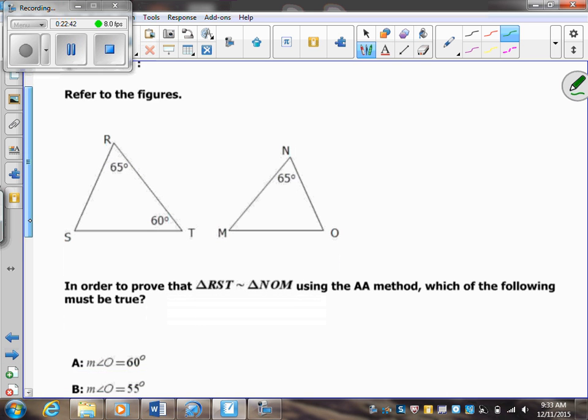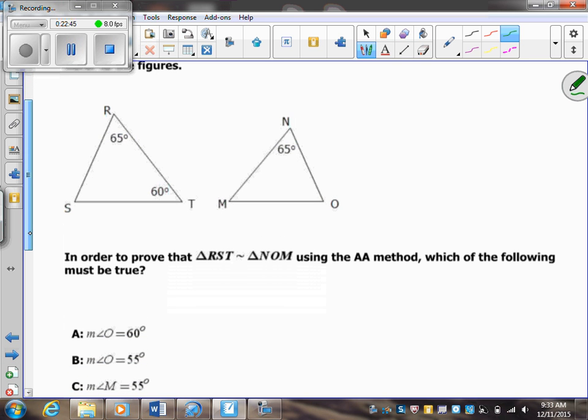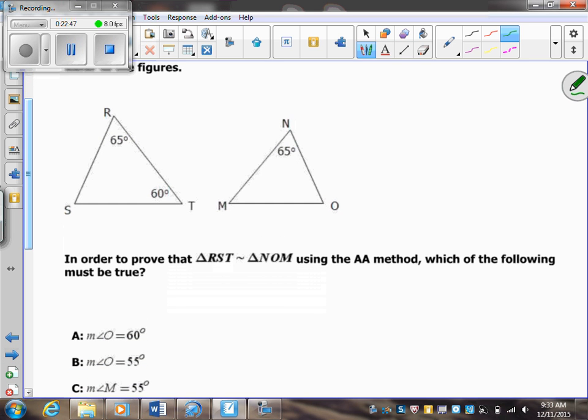Refer to the figure. So they gave you a 65 and a 60. In order to prove that RST is similar to NOM, they have to be AA similarity. So they already gave you R is 65. So R and N need to be the same, right? Then T needs to be the same with what? M. So M is the one that needs to be 60.